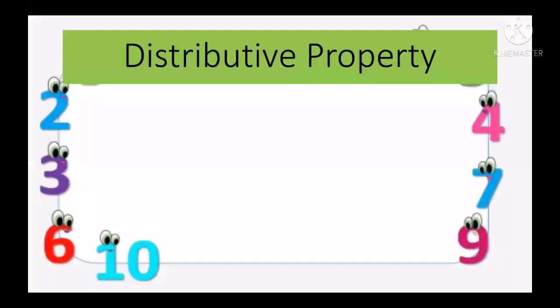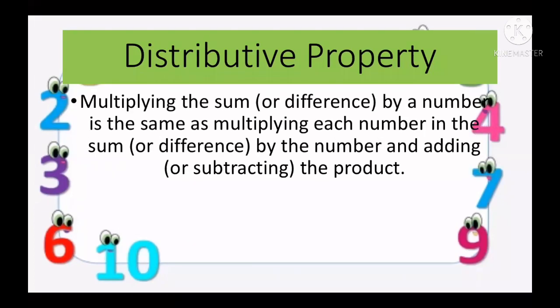Last one is the distributive property. Distributive property. This is the hardest one. Okay, distributive property. So what is this? This one is multiplying the sum or difference by a number is the same as multiplying each number in the sum or difference by the number and adding or subtracting the product. Did you understand it?